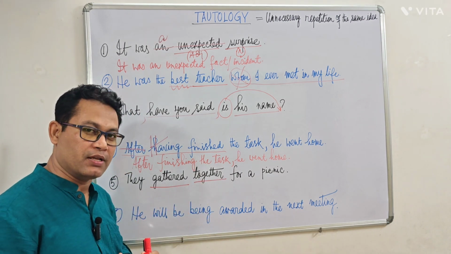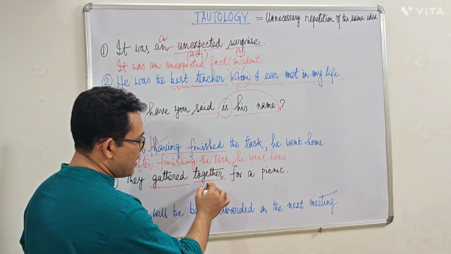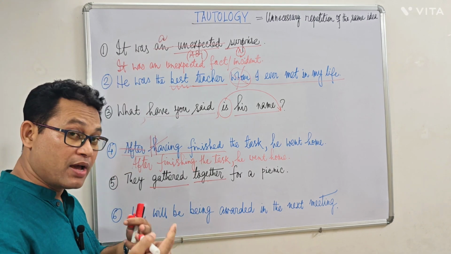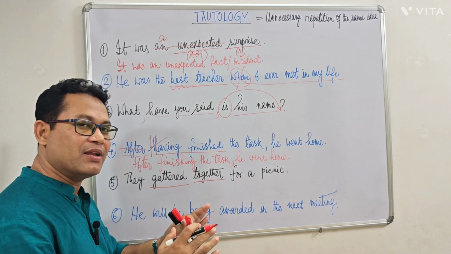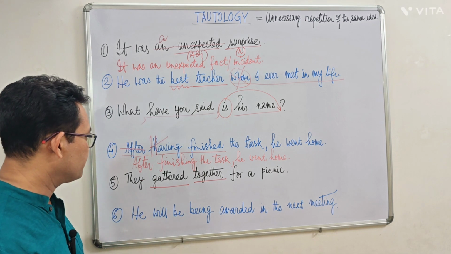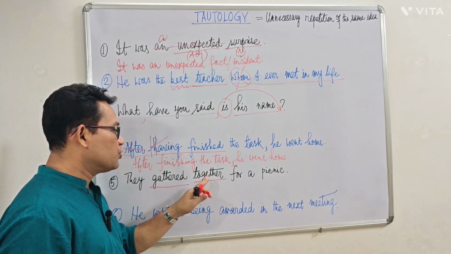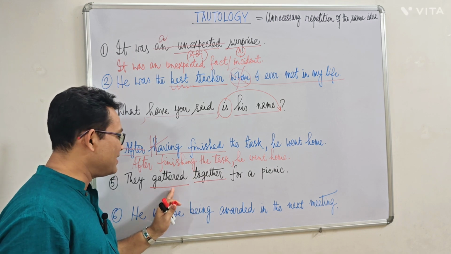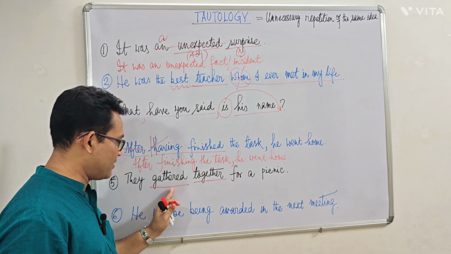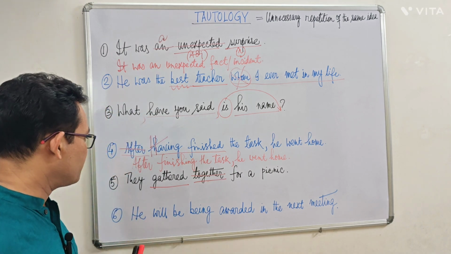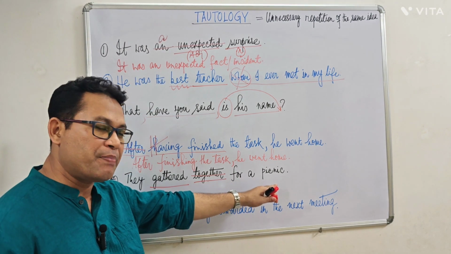Okay, meeting together. Again we are applying this preposition together, so one application applied twice, or one application given to different expressions. First through the verb, then through the preposition. So together, this idea is already inherent in this verb gathered. Therefore, together is not needed. So the correct version is, they gathered for a picnic.